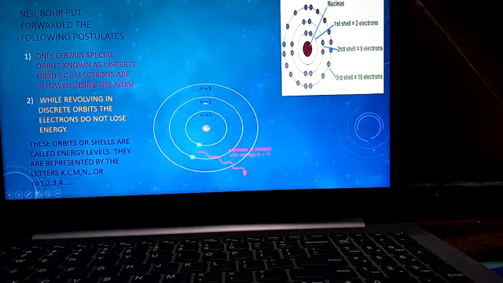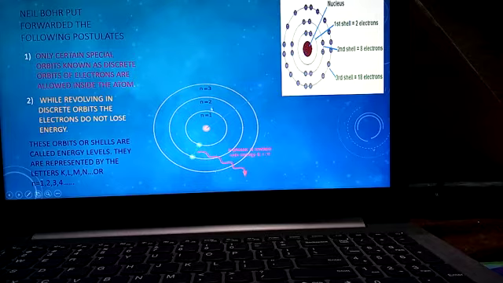So there are some orbits known as discrete orbits, and electrons will be revolving only in these discrete orbits, and when they are revolving in discrete orbits they do not lose their energy. So that was told by Niels Bohr. So here if you see, this is the nucleus which is present in the middle of an atom, which is equal to the number of protons and neutrons, right?